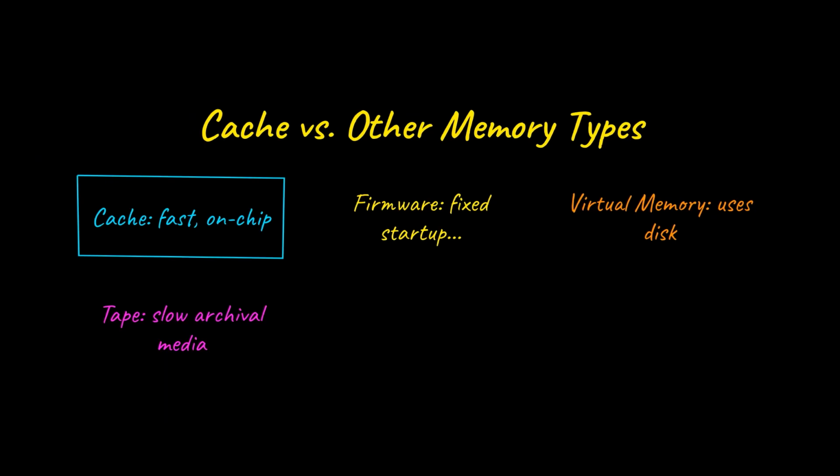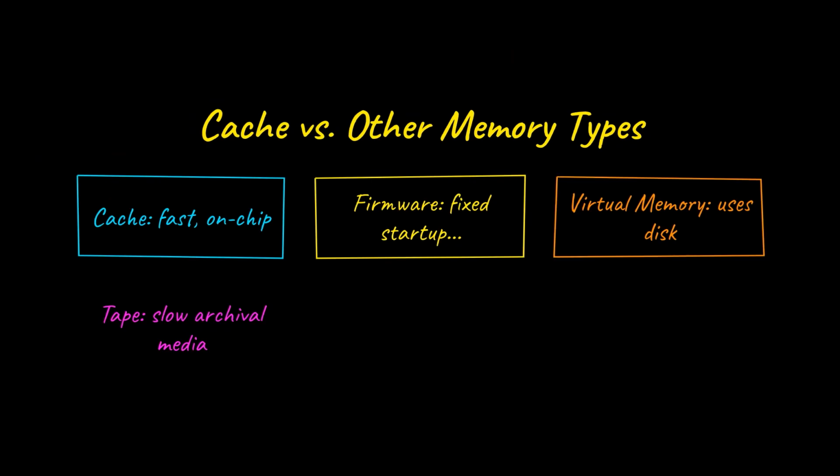Cache is easily confused with other storage types. Firmware holds permanent startup instructions outside the processor. Virtual memory uses disk to extend capacity and is actually slower than main memory. Tape is slow archival storage. Only cache is the small, fast processor-resident memory built to accelerate access to frequently used data.